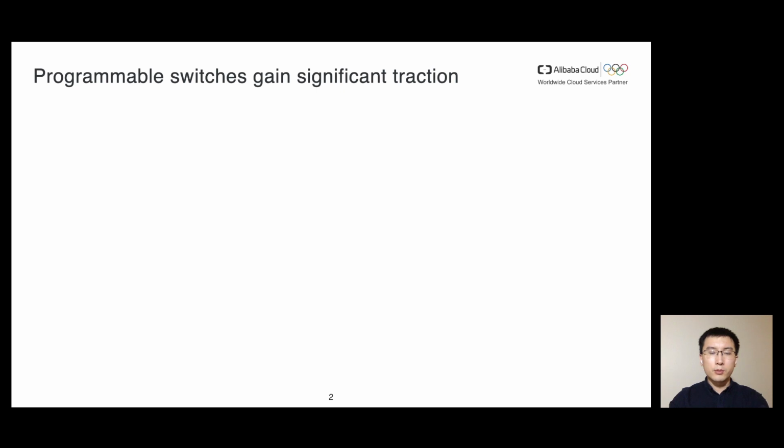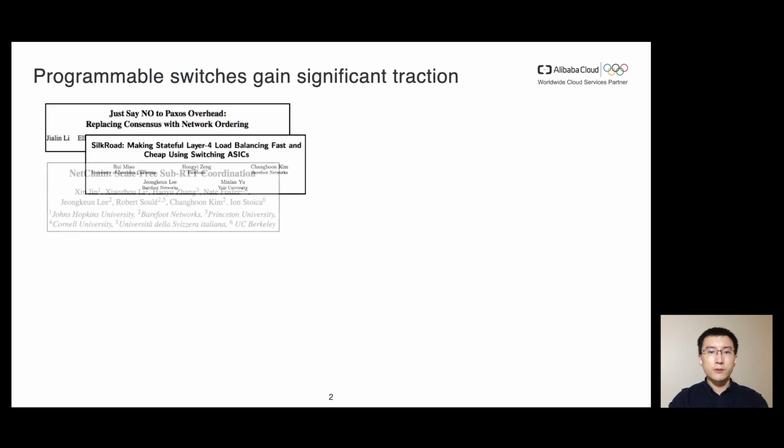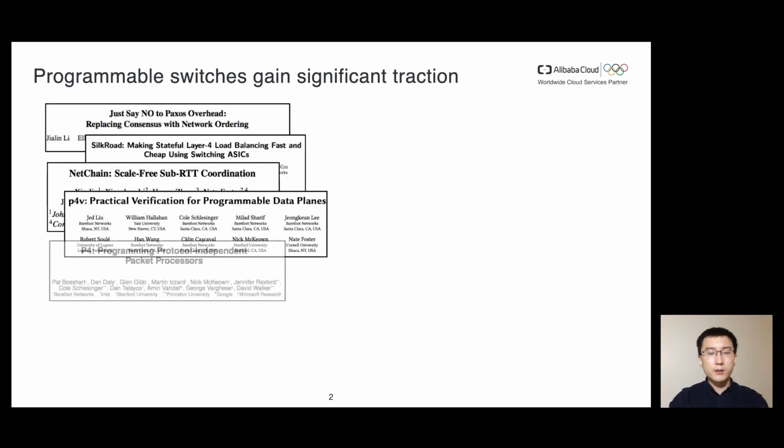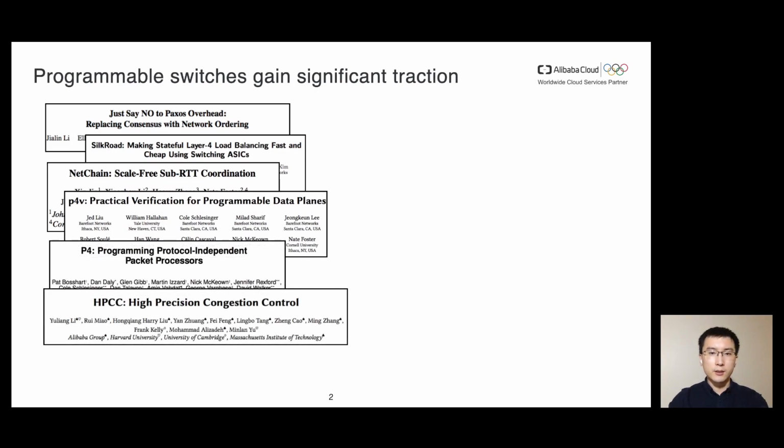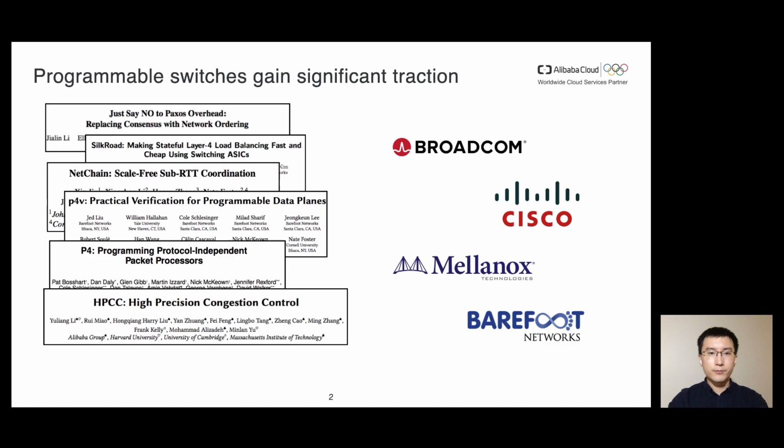Recently, programmable network devices have gained significant traction in the networking community because of their high performance and high flexibility. People have shown the tremendous benefits brought by the flexibility of programmable network devices, for example, consensus protocols, load balancing, network monitoring, storage, and congestion control. All of the mainstream vendors are releasing their own programmable ASICs.